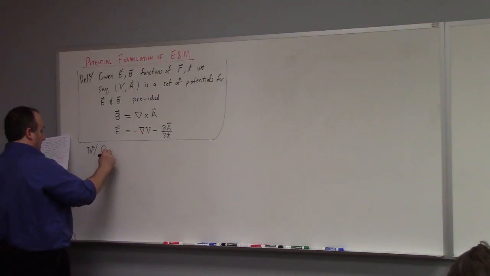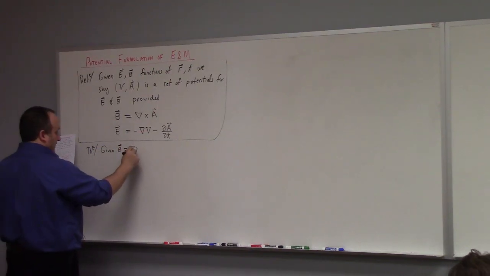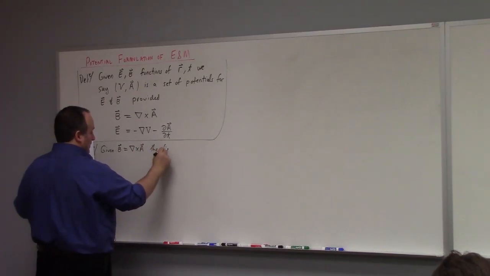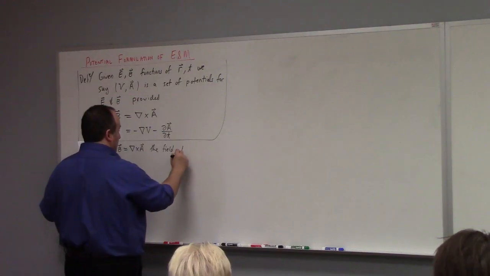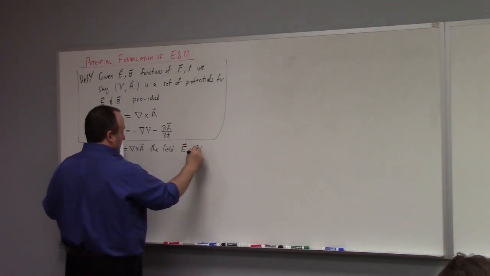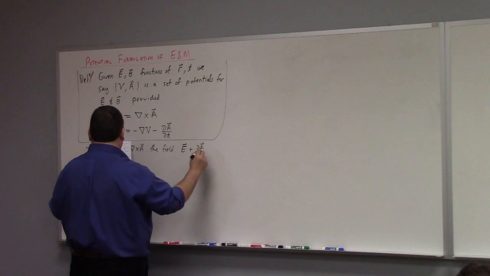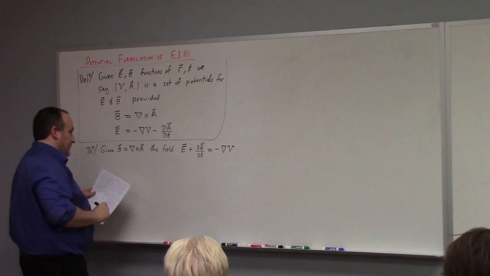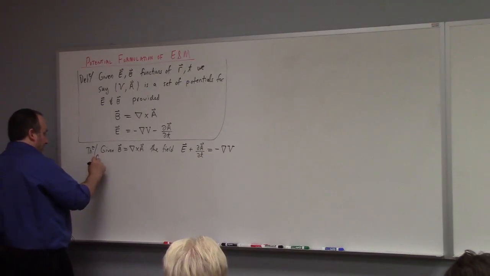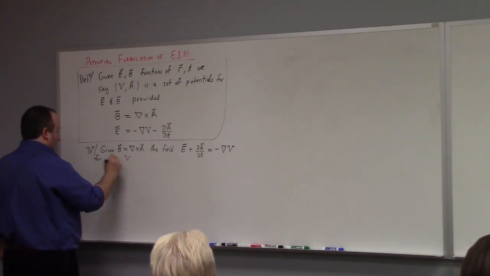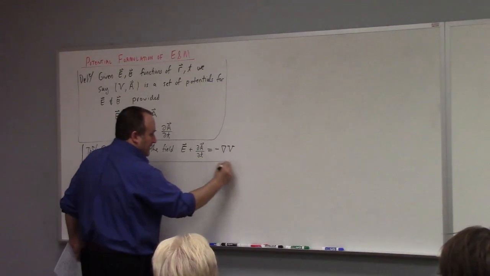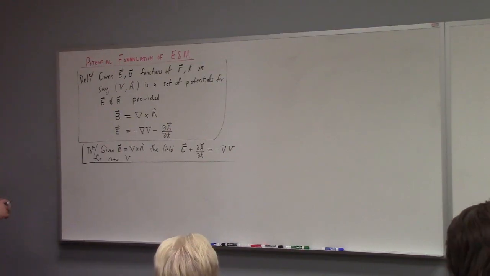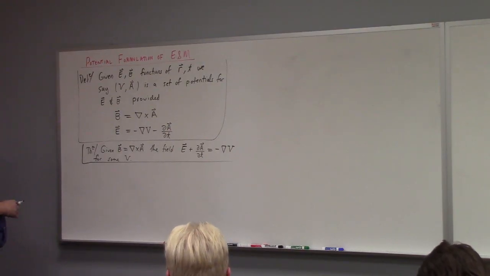Given B is the curl of A, the field E plus partial A partial T is equal to minus the gradient of some scalar function V for some V. All right. And here I'm assuming, of course, that the electric and magnetic fields satisfy Maxwell's equations. That's the context in which I'm stating this theorem.